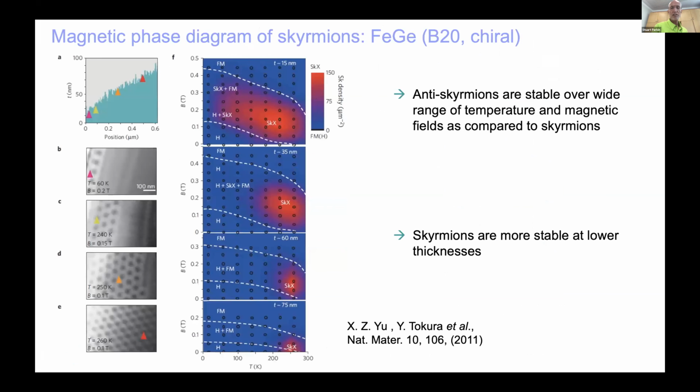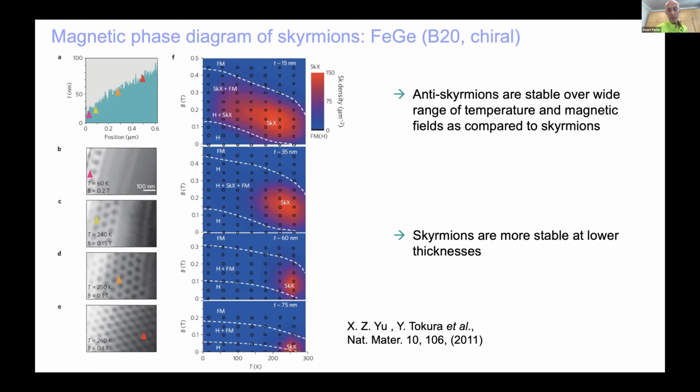But first I want to compare this with this very beautiful work by Yoshi Takura's group, where they showed, a long time ago now, that in this B20 chiral iron germanium system, as the thickness of their lamella, through which they're carrying out Lorentz microscopy, changes, you can see in the top on F, the skyrmion range in temperature and field is quite extended for a 15 nanometer thick lamella. But as they increase the thickness, the skyrmion phase nearly disappears.